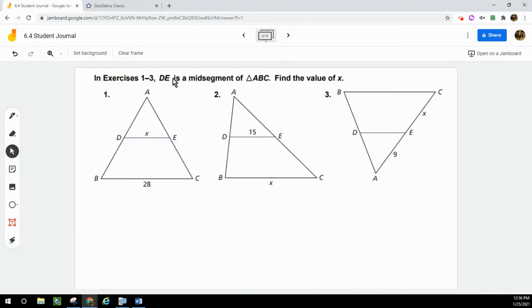In exercises 1 through 3, DE is a midsegment of triangle ABC. Find the value of x. So since DE is the midsegment, it's going to be half of 28. So 1/2 times 28 is 14. So we could say that DE is 14, which is x.